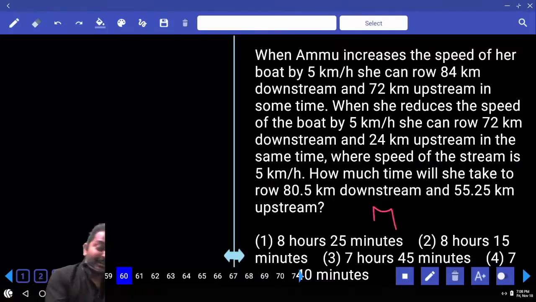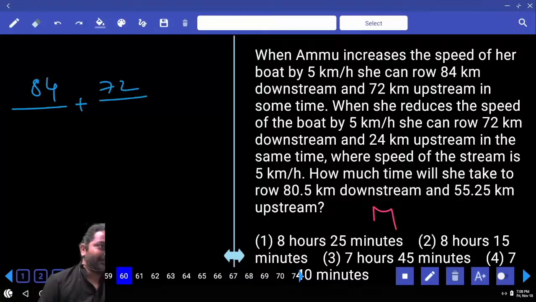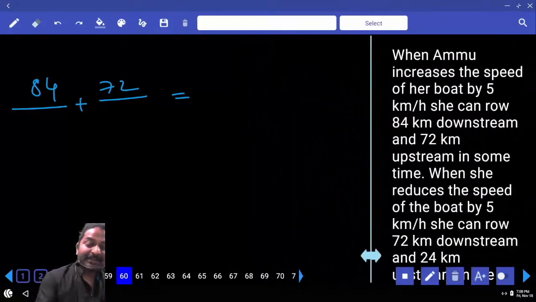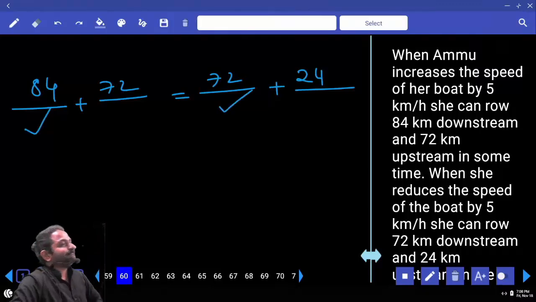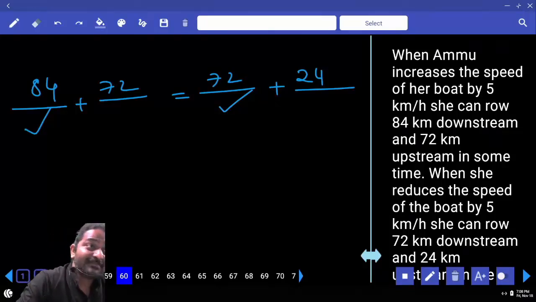In the first case, it traveled 84 kilometers downstream, 72 kilometers upstream. The time taken is equal to the time it takes to cover 72 kilometers downstream, 24 kilometers upstream, correct? In both cases, do we have the same speed in downstream? No.